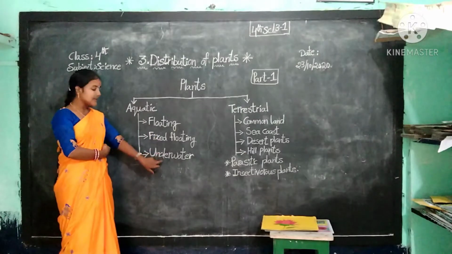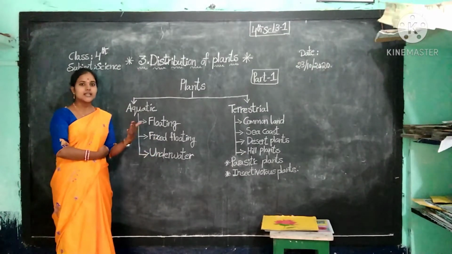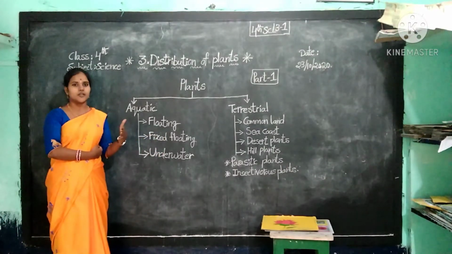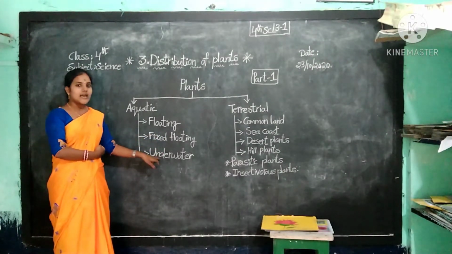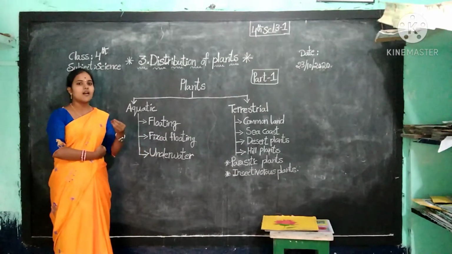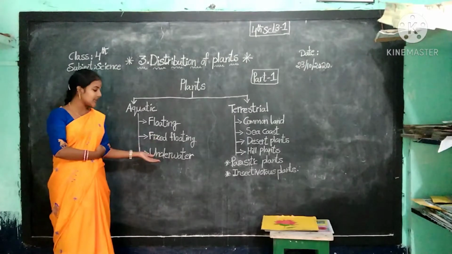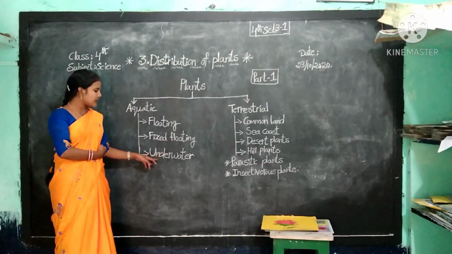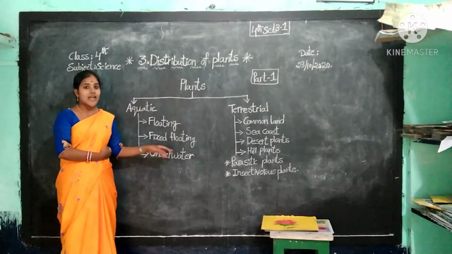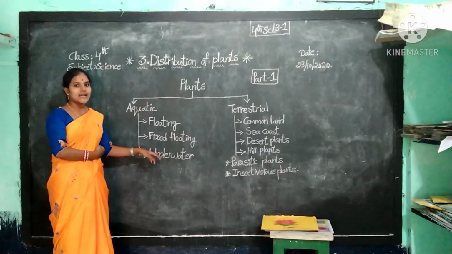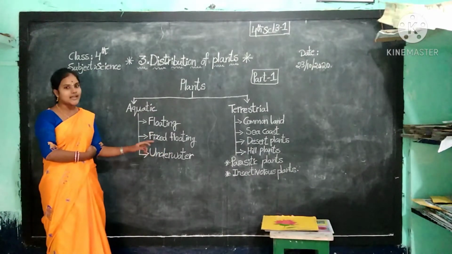And next, they clean the water by taking in carbon dioxide. As you know, children, plants need carbon dioxide to prepare their food. So the underwater plants take in the carbon dioxide, and automatically they clean the water also. Examples for underwater plants are Vallisneria and Hydrilla.